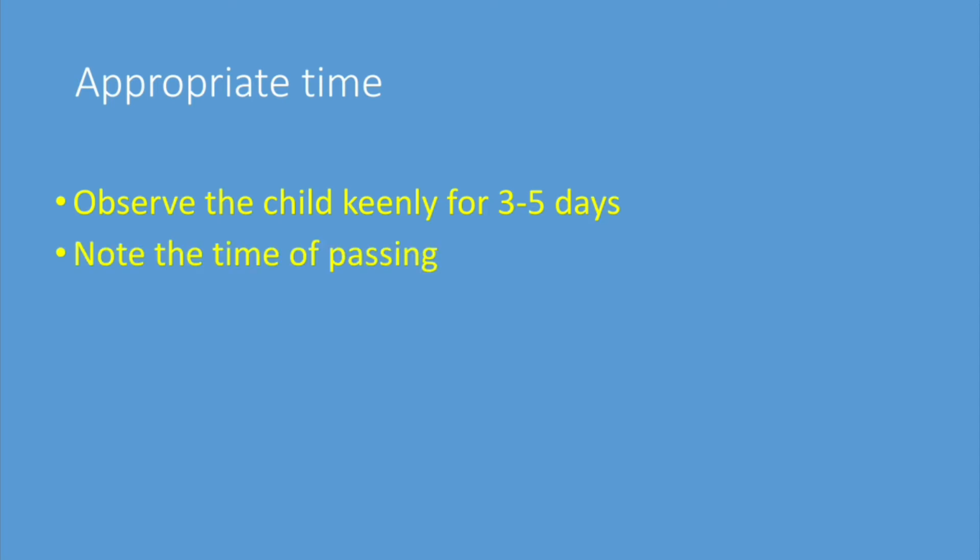So, how do we find the appropriate time? We have to observe the child keenly for 3 to 5 days. We have to note the time of passing stool. The child may pass motion in the morning, or in the afternoon, or even during the evening. So you have to note down the time that the child usually passes.